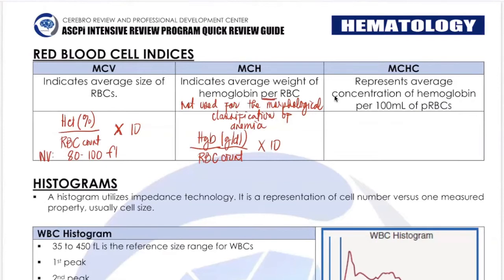Okay, so what is the normal value for our MCH? Normal value, guys, is 26 to 32 picograms.